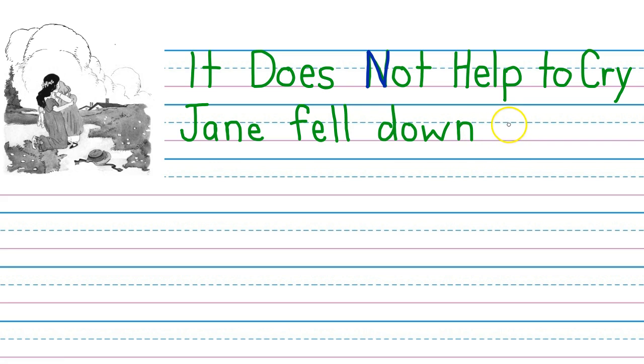And. Jane fell down and. That also has our N that says N in the middle of the word. Begins with a short A, ah. Our letter of the day, and that says N. And you know this one, the D that says duh. And Jane fell down and tore her dress.